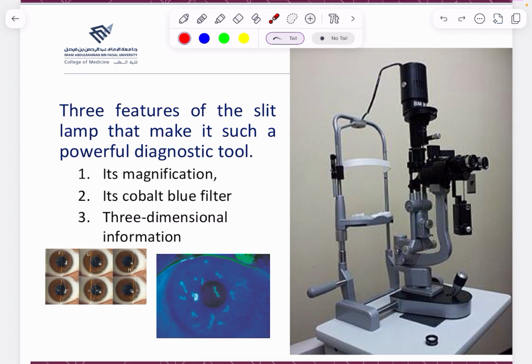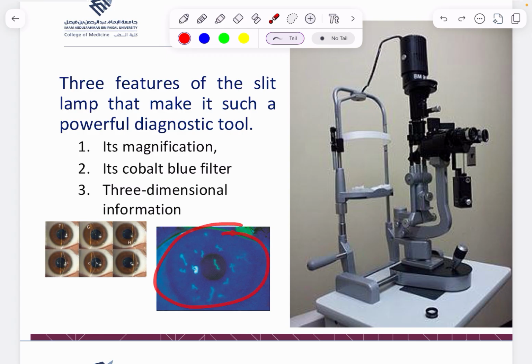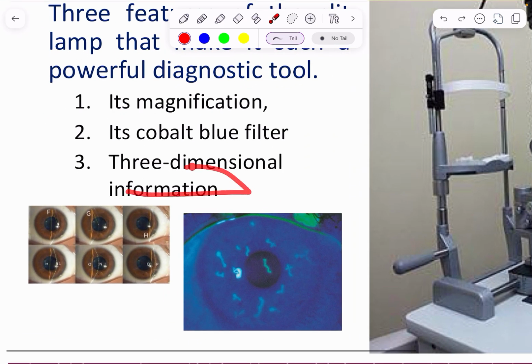The point is that if I want to see some type of epithelial changes, let's say someone has a scratch in their cornea, I could add fluorescein to their eyes. Normally the cornea doesn't hold the dye. So when it holds the dye, that means I have something wrong with the epithelium. Also, it gives you three-dimensional information, for example how deep the anterior chamber is.